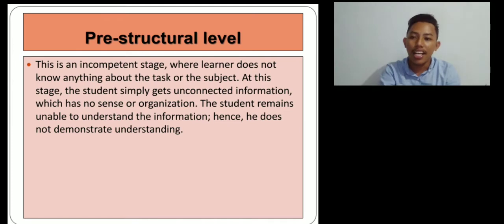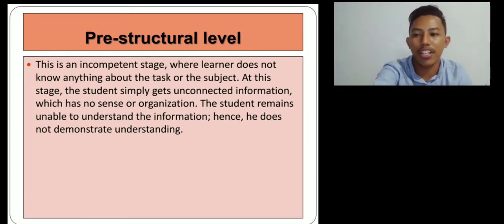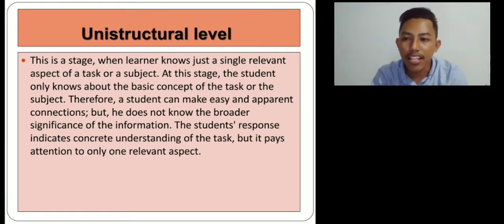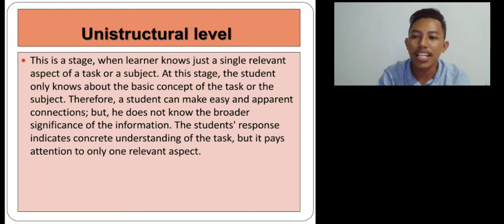So in this stage, the learner does not know anything. This is the preparation stage of the learner. The next one is the unistructural level. In this stage, the learner knows just a single relevant aspect of a task or a subject. At this stage, the student only knows about the basic concept of the task or the subject. Therefore, a student can make easy and apparent connections, but he does not know the broader significance of the information.